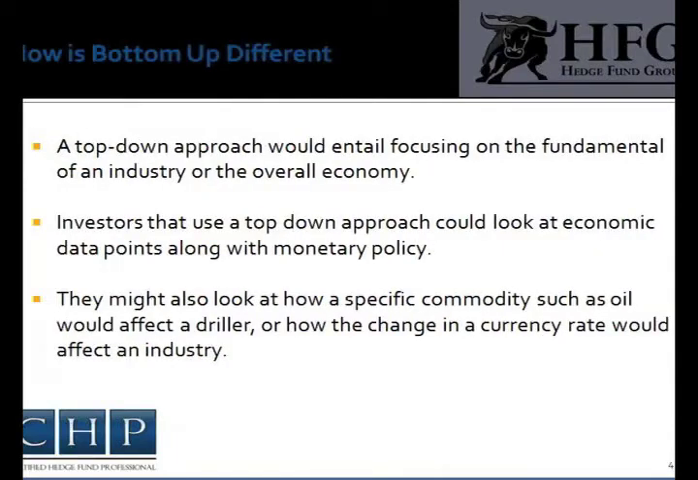The style is different than the top-down approach, which would entail focusing on the fundamentals of an industry or an overall economy. Investors that use a top-down approach could look at economic data points like employment and growth, along with monetary policy to determine their views. They might also look at how a specific commodity such as oil would affect a driller, or how the change in a currency rate could affect an overall industry.